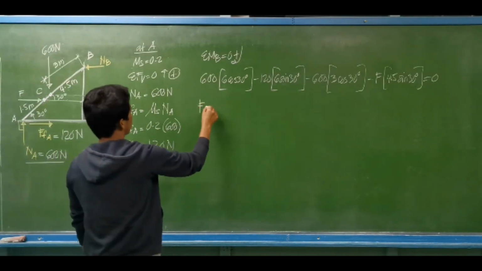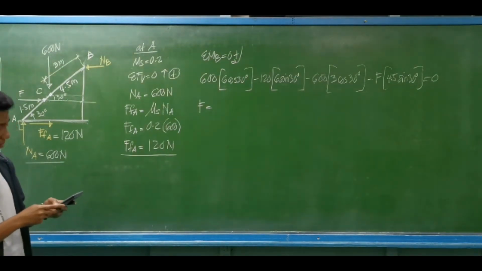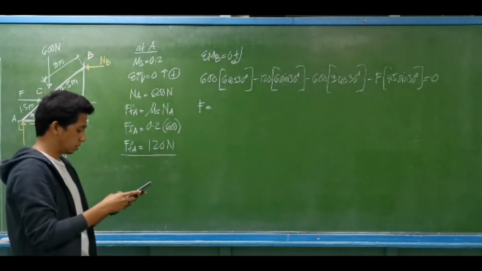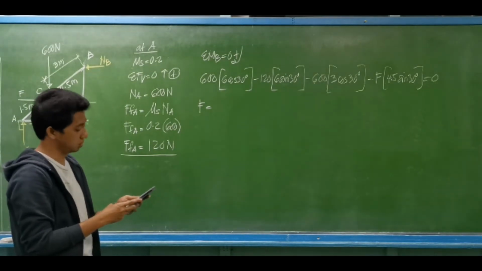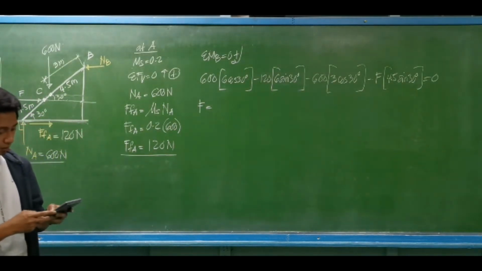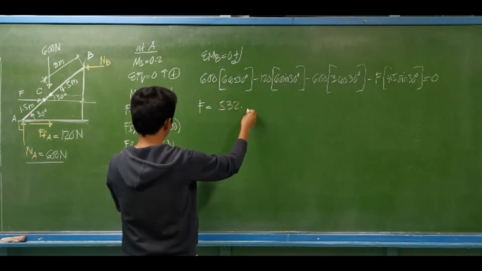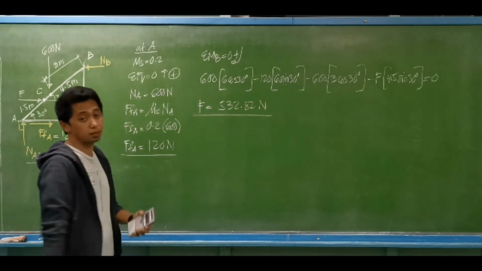Let us now compute that force. We have 600 times 6 cosine of 30 degrees, minus 120 times 6 sine of 30 degrees, and minus 600 times 3 cosine of 30 degrees. Divide by 4.5, then divide by sine of 30 degrees. We have an answer of 532.82 newtons. That will be the horizontal force exerted at point C.